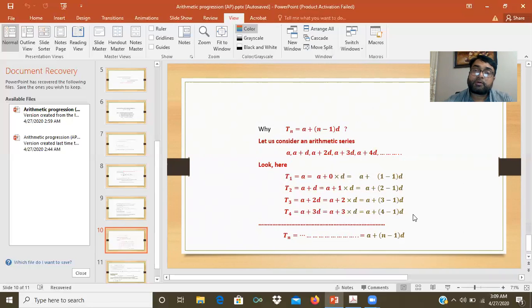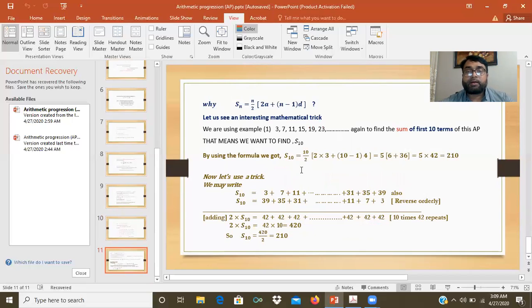All right. So now let us see. There was another formula that we have used. The sum of first n terms was Sn equals n by 2 into 2a plus n minus 1 into d. Why is it like this? Let's see. As you know, in example 1, we got the sum of first 10 terms just using the formula, which was 210, right? So now let us use a trick here to find out the sum in another way.